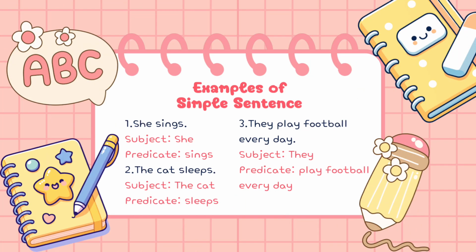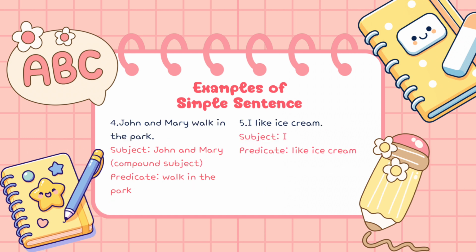Examples of simple sentence. 1. She sings. Subject, she. Predicate, sings. 2. The cat sleeps. Subject, the cat. Predicate, sleeps. 3. They play football every day. Subject, they. Predicate, play football every day. 4. John and Mary walk in the park. Subject, John and Mary, compound subject. Predicate, walk in the park. 5. I like ice cream. Subject, I. Predicate, like ice cream.